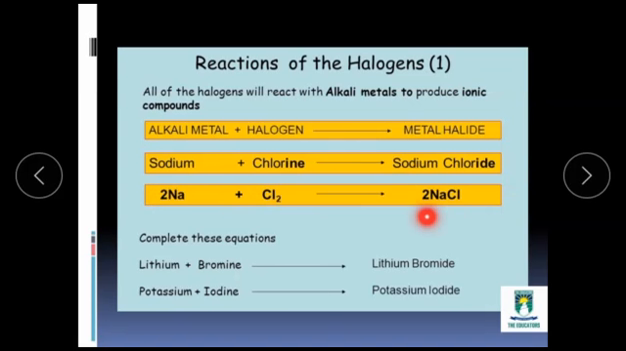So what will happen when lithium and bromine react together? They will give us lithium bromide. And when potassium and iodine react together, they will give us potassium iodide. So students, these are the reactions of halogens with alkalis. Alkalis are group first elements.